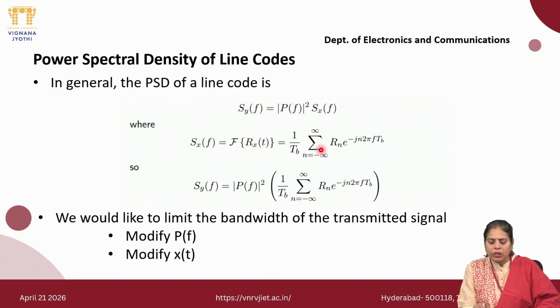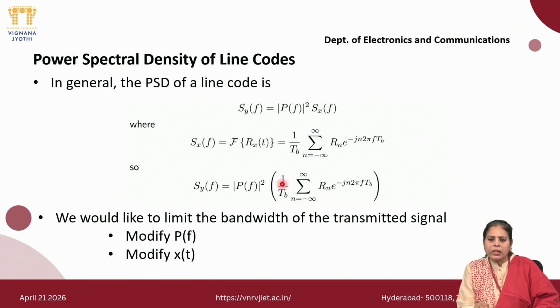That is, Sx of f is the Fourier transform of the autocorrelation function R of n of the input. So now our final power spectral density function will be, as usual, the magnitude squared function of the pulse P of f multiplied by Sx of f, which has been replaced with the Fourier transform of the autocorrelation function. Now this is our general equation which will help us to compute the output power spectral density for various line code schemes.